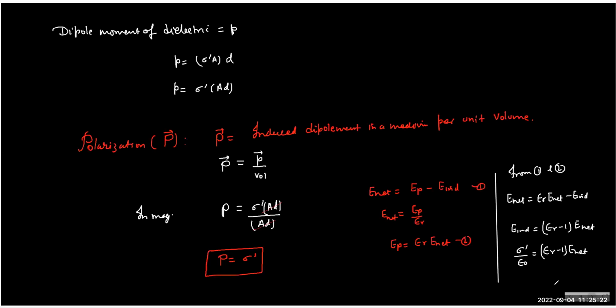So E induced, sorry, we have already written sigma dash. So sigma dash upon epsilon naught equals (epsilon r minus 1) into E net. So sigma dash is how much? And by definition, sigma dash is nothing but the polarization. So we can say polarization equals epsilon naught (epsilon r minus 1) E net. Is this clear, guys? Yes, sir.